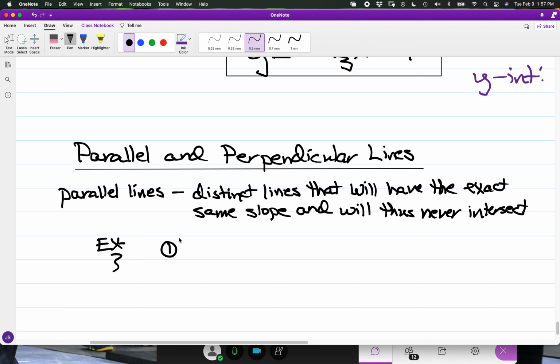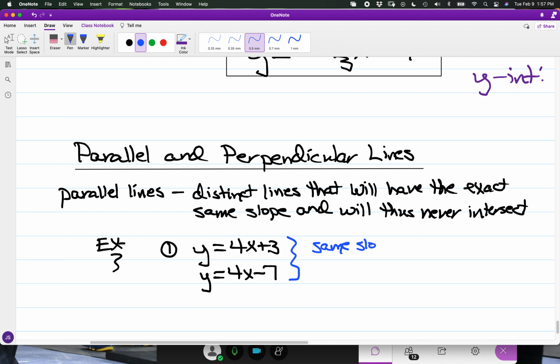And we can say we have something like y is equal to 4x plus 3, and y is equal to 4x minus 7. For both of these lines, you're going to have the same slope. Both of these lines are represented by equations in slope-intercept form. If you notice, for both of these, m is equal to 4, so you've got the same slope. And so the lines are going to be running parallel.